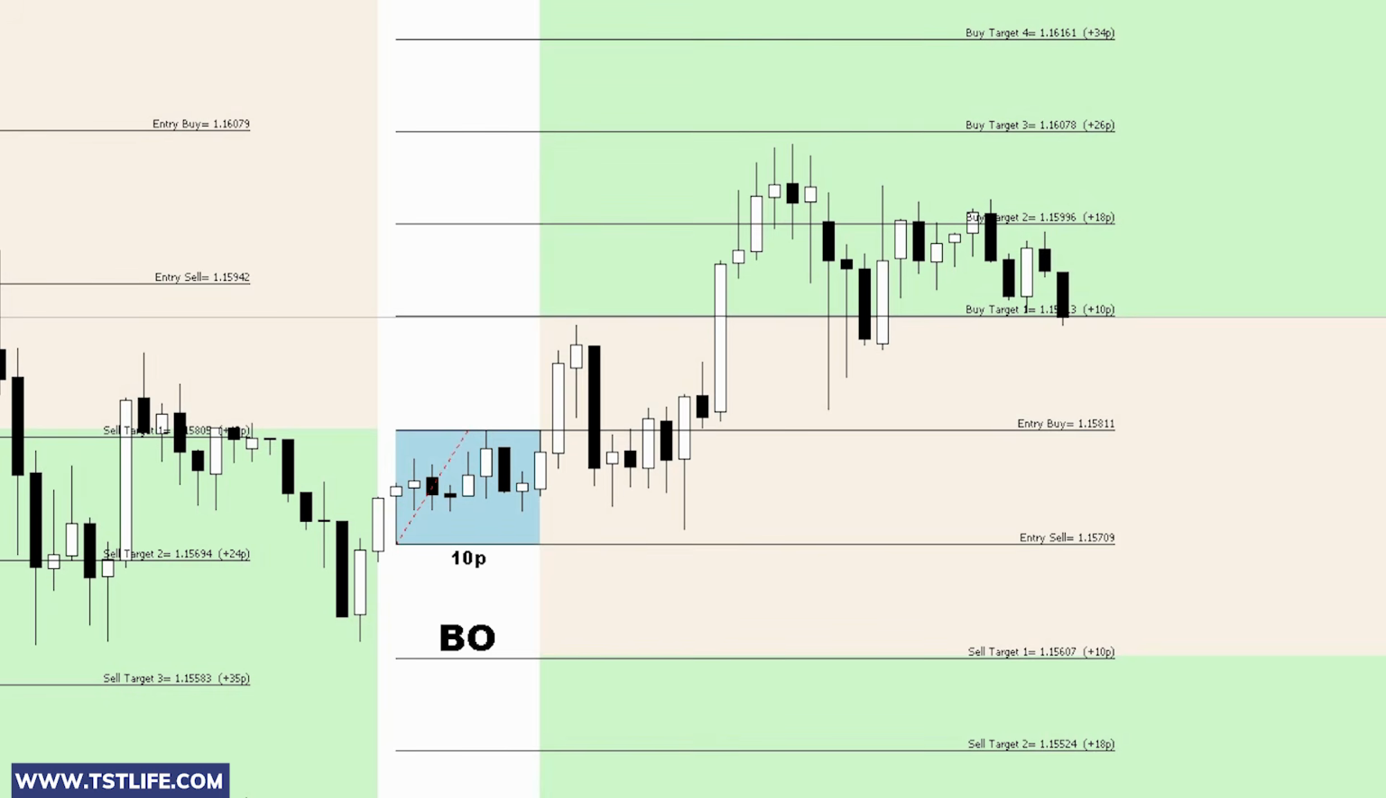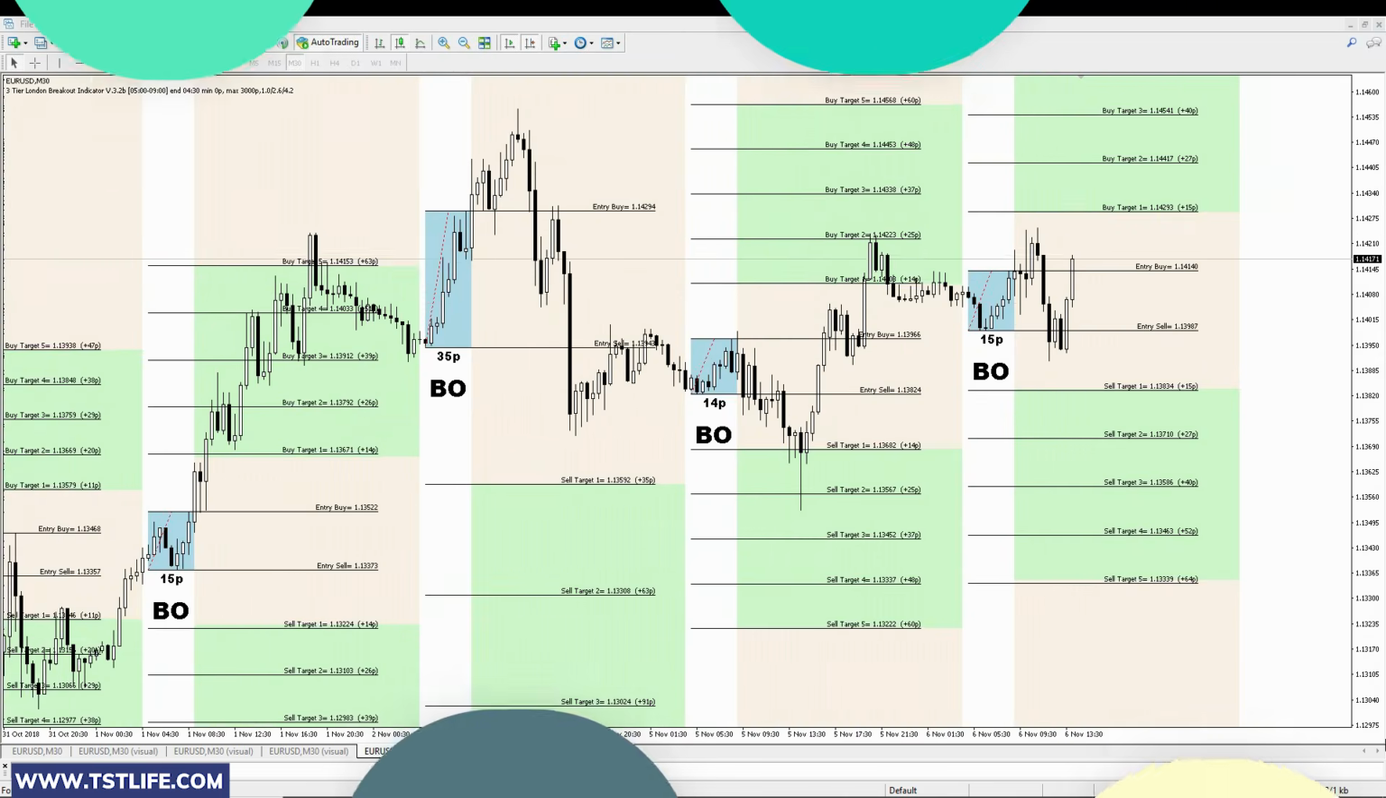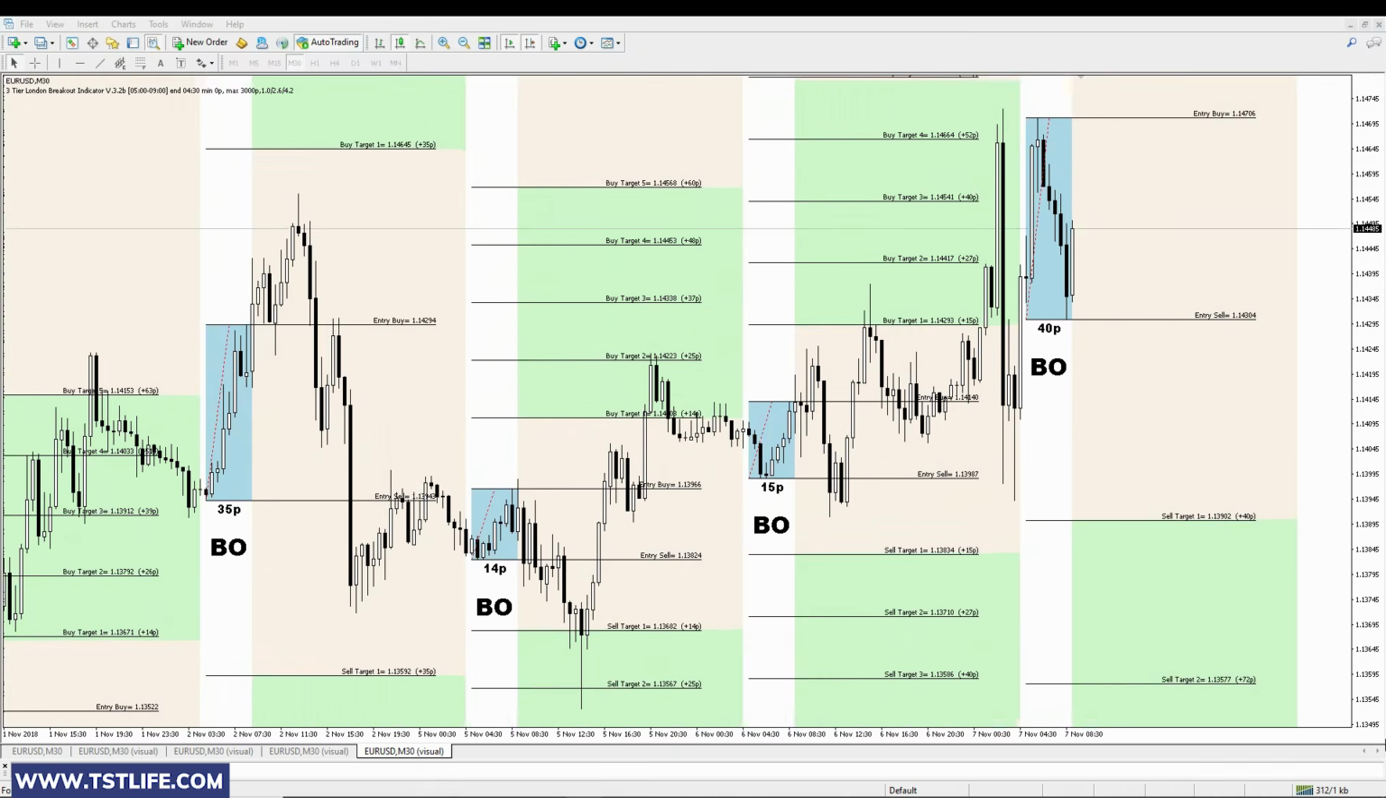Alright, let's begin backtesting. We'll use a $1,000 balance and stick to 1 micro lot volume size.